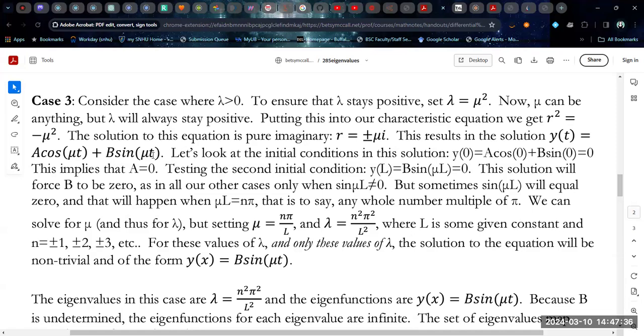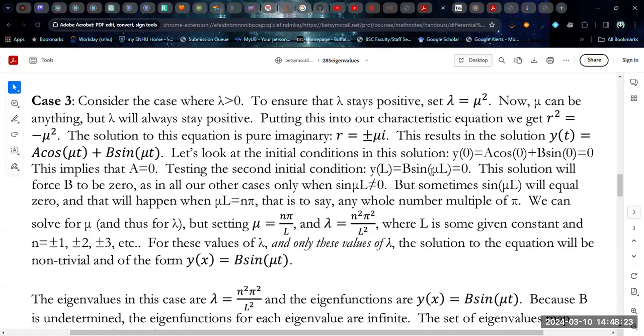Now, if we plug in our initial boundary conditions, then for y of 0, sine of 0 is 0, but cosine of 0 is 1. That means A must be 0. And then if we plug in the second condition, we get this expression. Now, it might initially seem like this will also force B to be 0, which is certainly a possibility. However, it is also possible to make sine of mu L equal to 0 for some values of L, or more to the point, some values of mu.